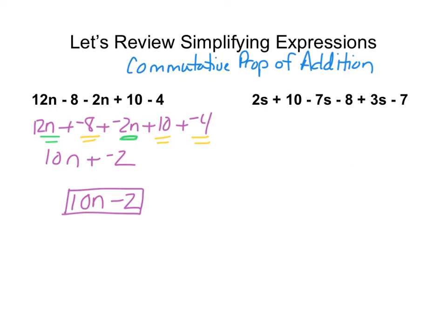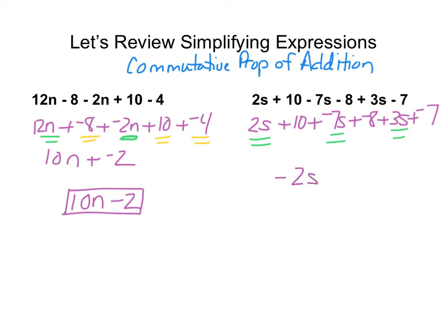Let's look at the next example. Let's rewrite it first, all in addition. So I have 2s plus 10 plus negative 7s plus negative 8 plus 3s plus negative 7. Now I can use the commutative property of addition to add like terms. So I'll add terms with identical variable parts. I have 2s, negative 7s, and that is a negative 5s, plus 3s would be a negative 2s.